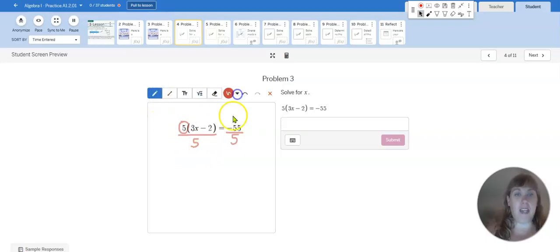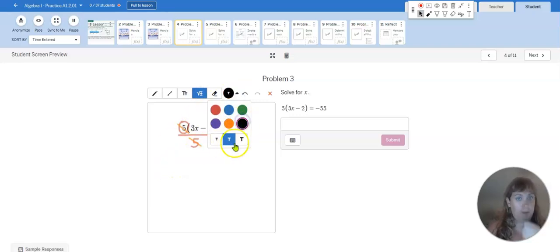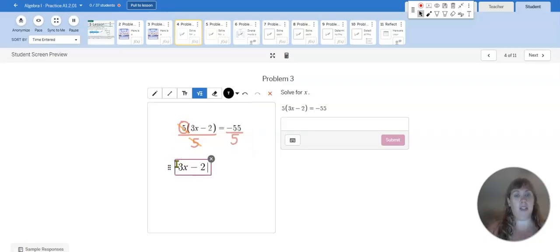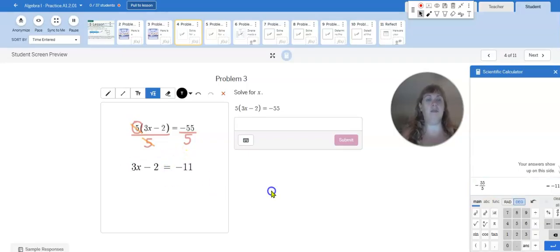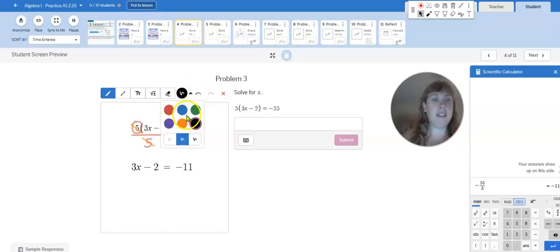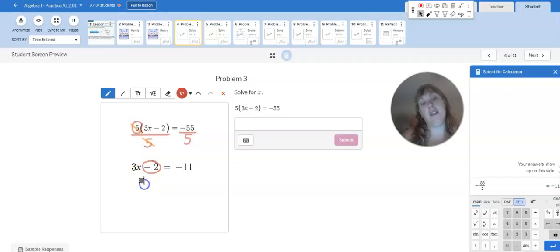5 divided by 5 cancels out. That's just 1. So we're left with 3x minus 2 equals negative 55 divided by 5 is negative 11. Beautiful. Next step, we see this minus 2. So the opposite of minus 2 is adding 2. And whatever we do to one side, we have to do to the other. Negative 2 plus 2 cancels to 0.